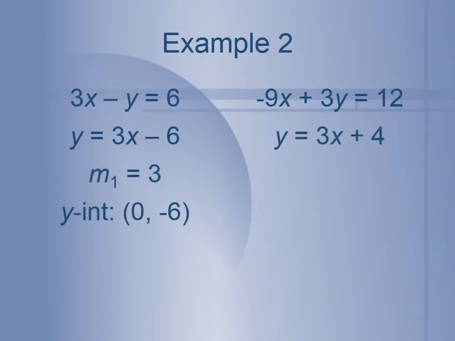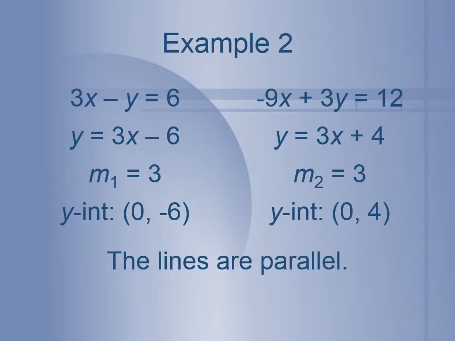So we get y equals 3x plus 4, which means that the slope in the first equation is 3, and the slope in the second equation is 3. The y-intercept in the first equation is (0, -6), and the y-intercept in the second equation is (0, 4). So since they have the same slope but different y-intercepts, that means the lines are parallel.